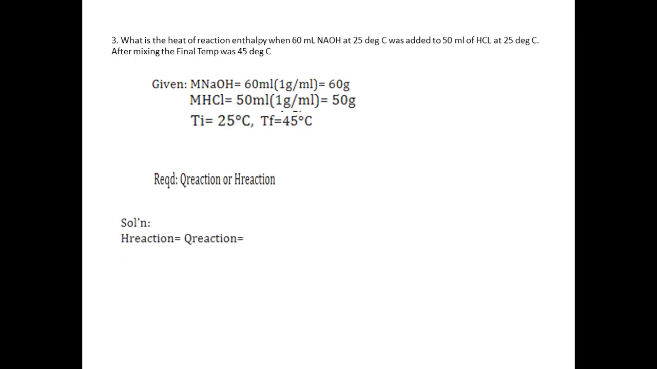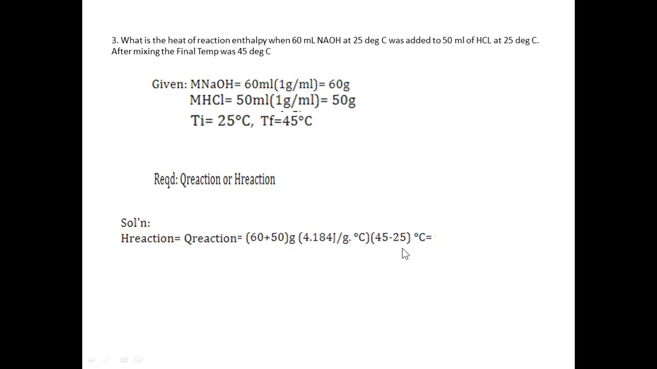Now, this solution proceeds as the heat of reaction is equal to Q reaction, as the mass of the mixture. You add the mass of NaOH and HCl, 60 plus 50 grams, times the specific heat of water. We use the specific heat of water since adding sodium hydroxide and hydrochloric acid gives a product of water. So 4.184 joule per gram degree Celsius multiplied with the change in temperature, 45 minus 25 degrees Celsius.